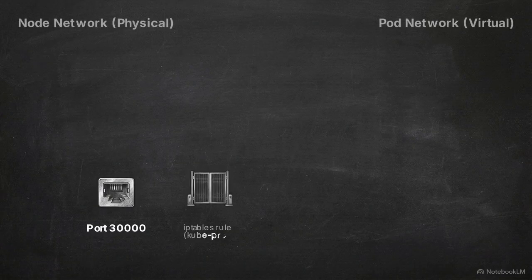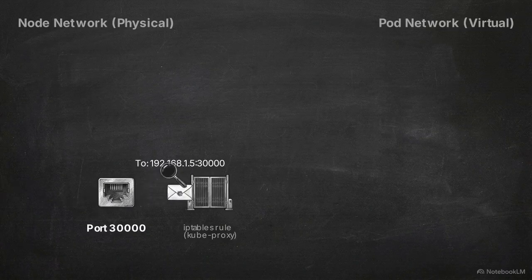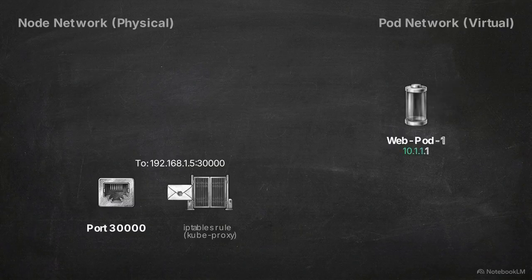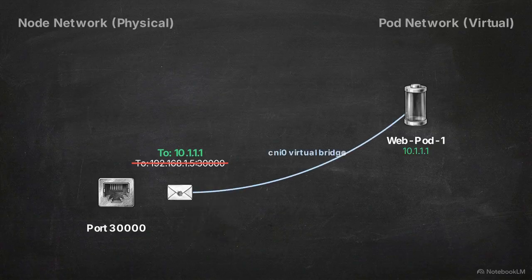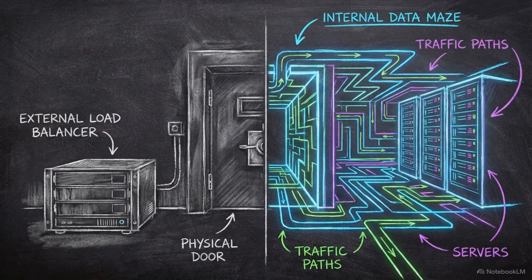kube-proxy configures the IP tables. Recognizing port 30,000, it intercepts the packet and executes a DNAT. It checks its list of active containers, selects a local web pod, and rewrites the destination IP from the server's public address to the container's internal address. With the new internal IP attached, the Linux kernel pushes the packet across a virtual bridge and directly into the local web pod's network interface. The external load balancer only gets the traffic to the building's doorstep. From the physical port inward, Kubernetes' internal routing logic takes total control.